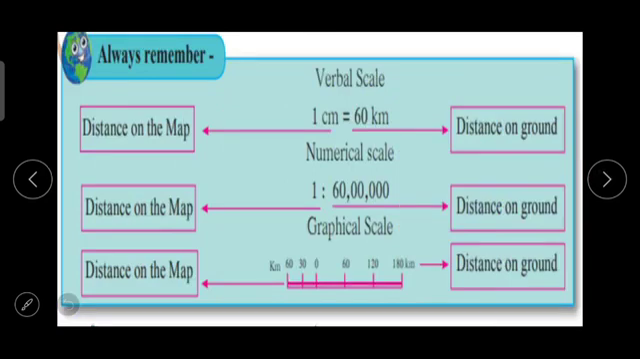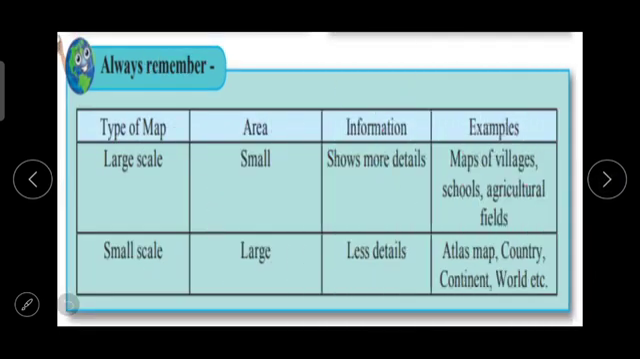Now, in short, to keep this in mind: distance on the map in verbal scale is 1 centimeter, and distance on the ground is 60 kilometers. Distance on the map in graphical scale is 1, and in numerical scale it is 1 to 60 lakh, with the distance on the ground. So it will be easy for you to keep in mind.